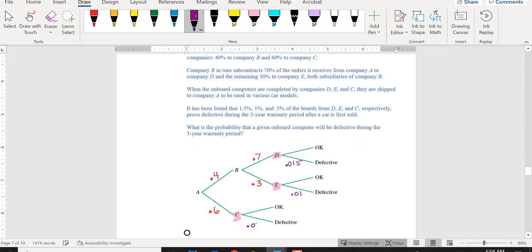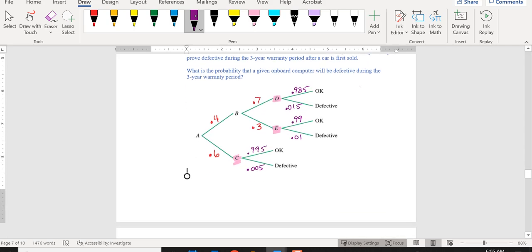0.5% is 0.005. Okay, to get this one, we're going to do 1 minus 0.015, so that's 0.985. To get this one, we do 1 minus 0.01, so this is 0.99. And this one is 1 minus 0.005, which is 0.995.